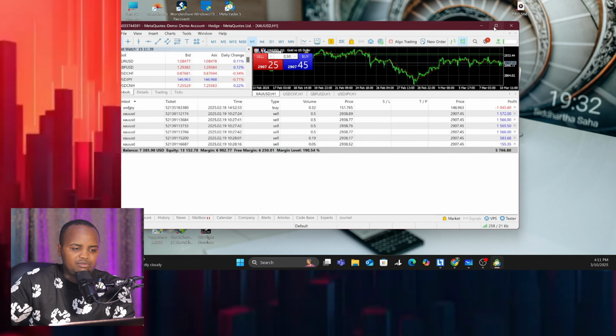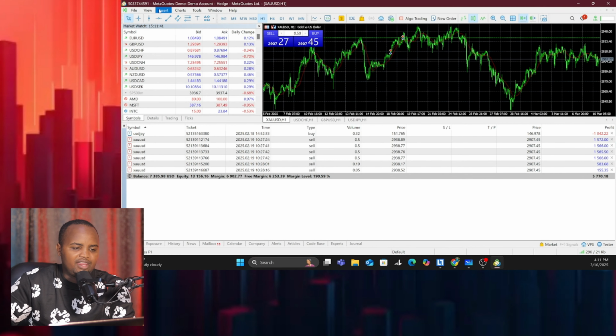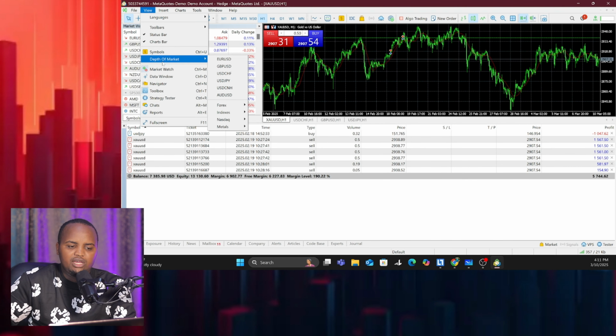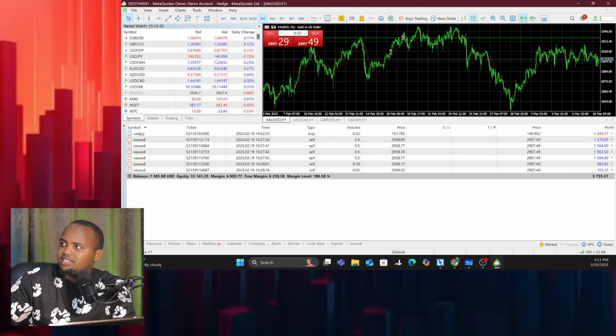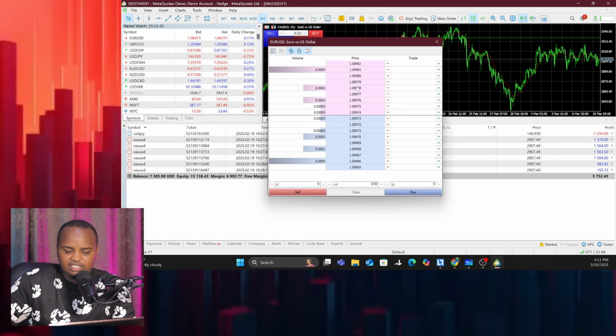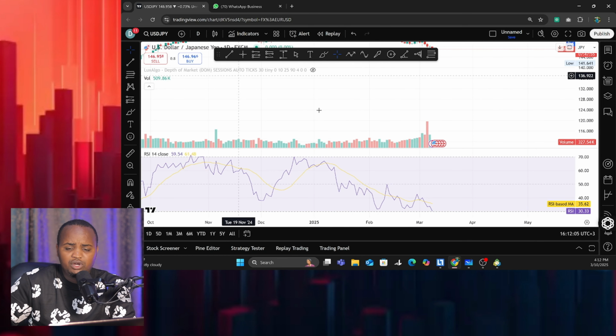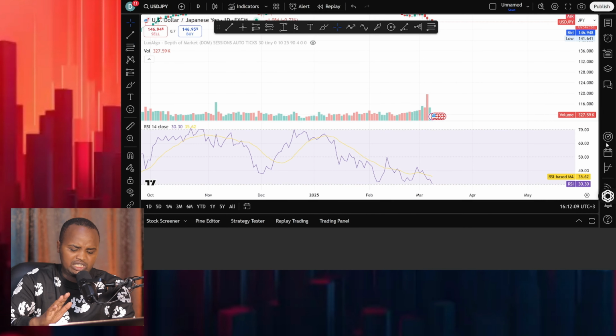You can access it by going to View, and then you just go here, Depth of Market. You see, depth of market, DOM. If you just want to check that of euro, you can access it here, and look at that. You can see the information just like this. But note, you can also access this if you have TradingView. But remember, if you want to access this on TradingView, the first thing you'll be doing is to just be paying on this.